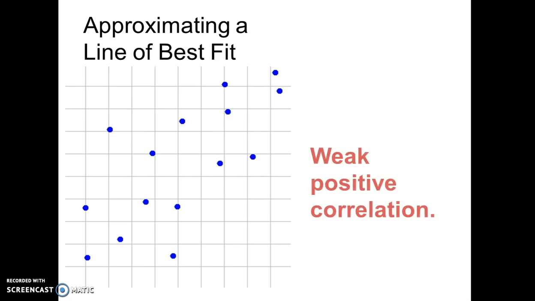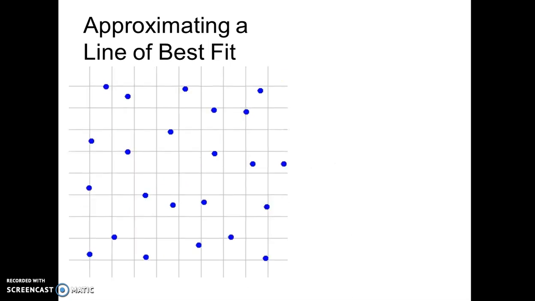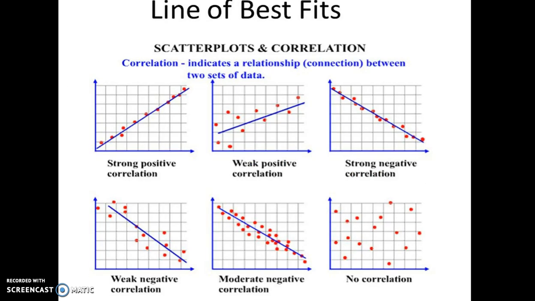Here is some weak positive correlation, and the line of best fit might look like this. And this looks like there's no correlation at all. Those points are very scattered. I don't see a trend going up or down. No correlation. So here's a summary of that. We have lines of best fit for all these sets of data. Negative, negative, negative, and no correlation.